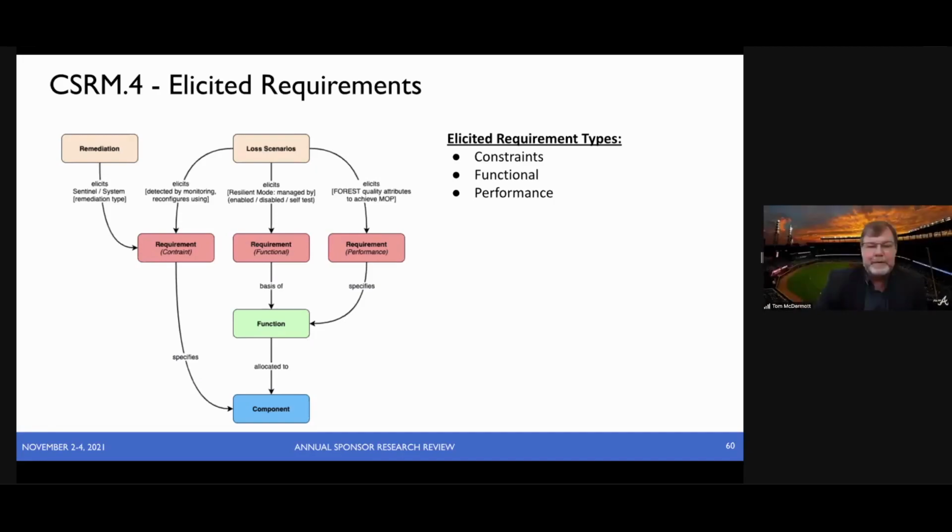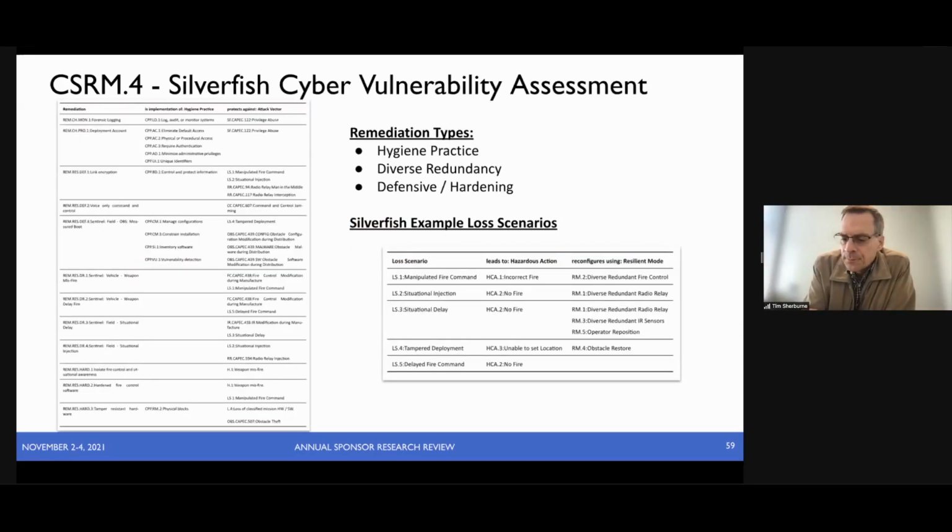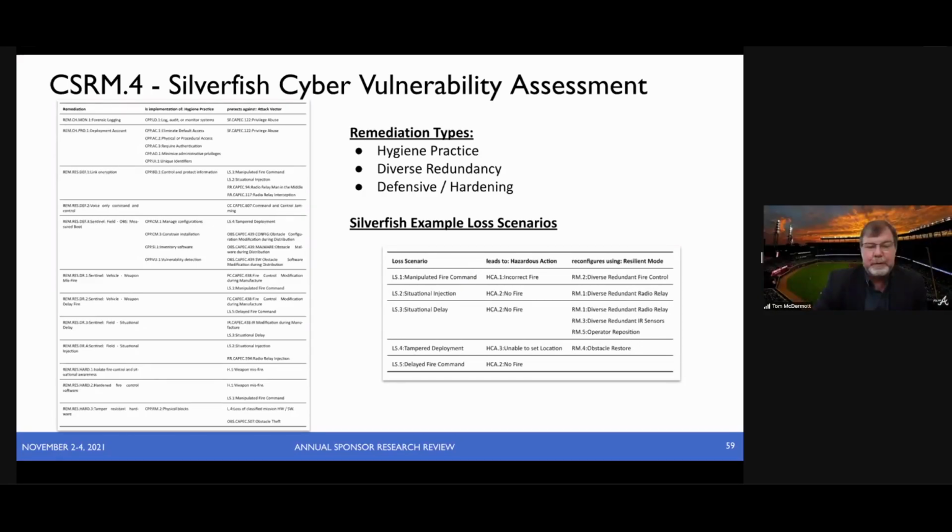Tim, quick question. This came from Beth Wilson, and she's asking, in prioritizing resiliency solutions, can we think of the lower priority solutions as a form of technical debt?